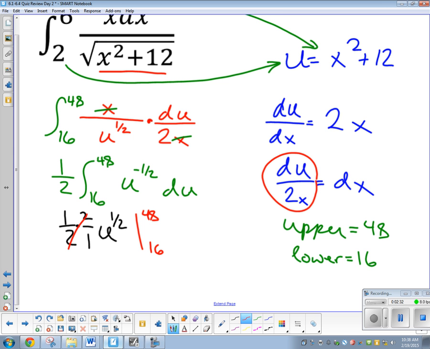So the 1/2 and the 2 over 1 just cancel. So I'm plugging 48 in, so 48 to the 1/2 power, so that's like the square root of 48 minus the lower bound, so the square root of 16, which is 4. There's my answer.